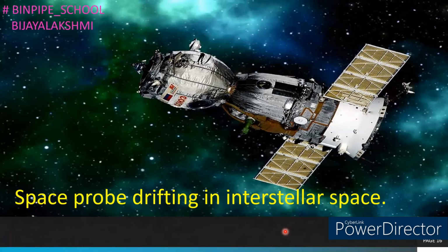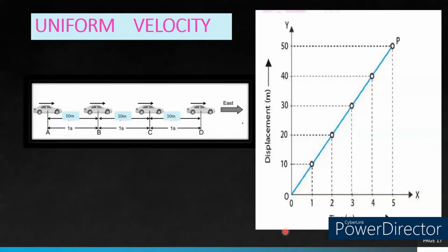Even a space probe drifting in interstellar space also has uniform velocity. As per the definition, uniform velocity means equal distances covered in equal intervals of time. So here you can say 10 meters in every 1 second. So this car is also covering a uniform velocity, and the graph that represents uniform velocity is a straight line graph.